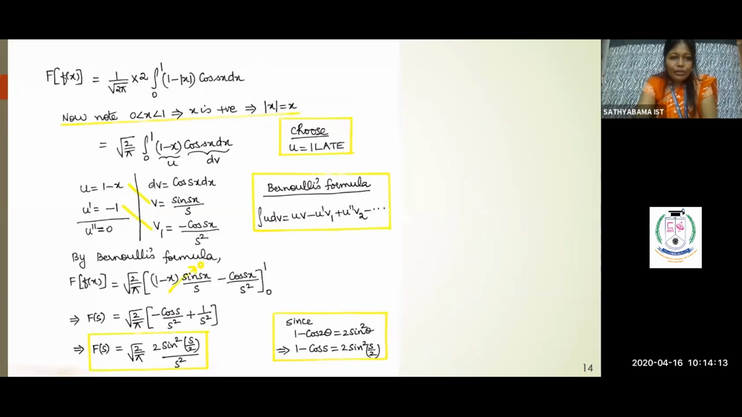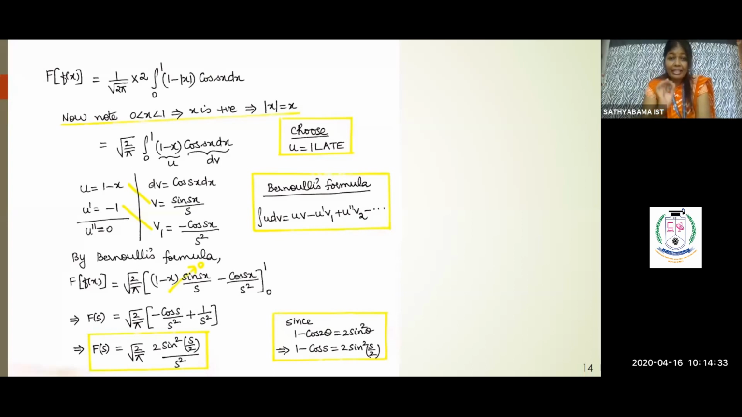So 1 by root of 2 pi, twice 0 to 1, 1 minus mod x cos sx dx. Okay, now listen carefully to what I'm saying. Now I have to integrate this. I cannot simplify this further. I have to integrate. Now, I don't know integral of mod x. So what should I do? First, I should write mod x as, bring it in terms of x.